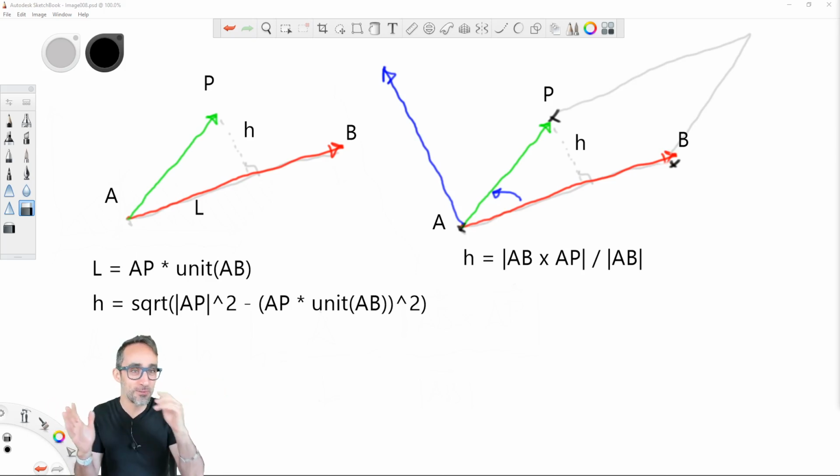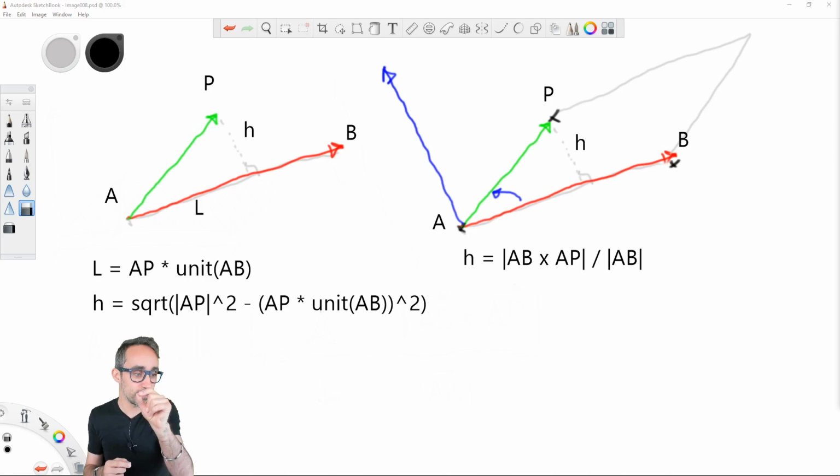Hi, and welcome to another video where I'm going to be implementing what we are starting to call a geometry gem, which is basically a super simple algorithm to do some kind of geometry analysis or manipulation. Today's video is going to be about calculating the distance between a point and a line.